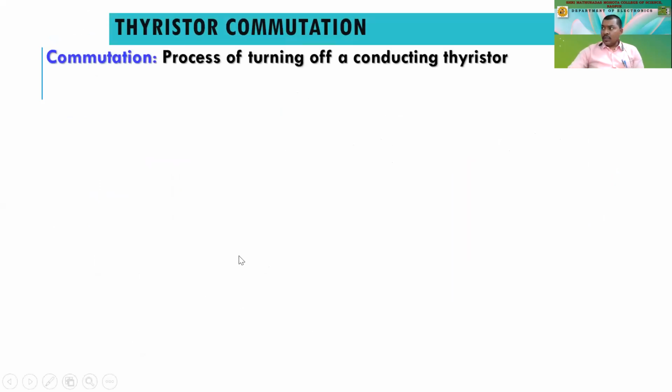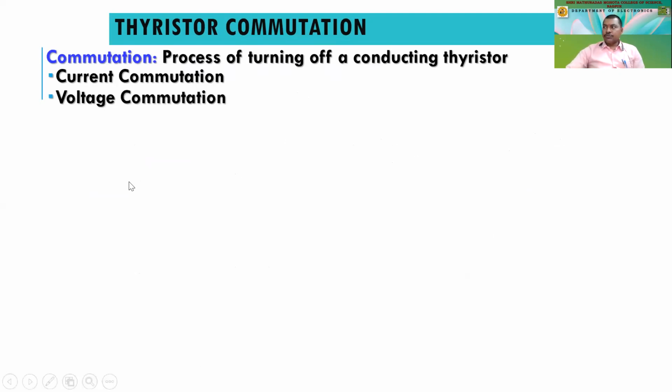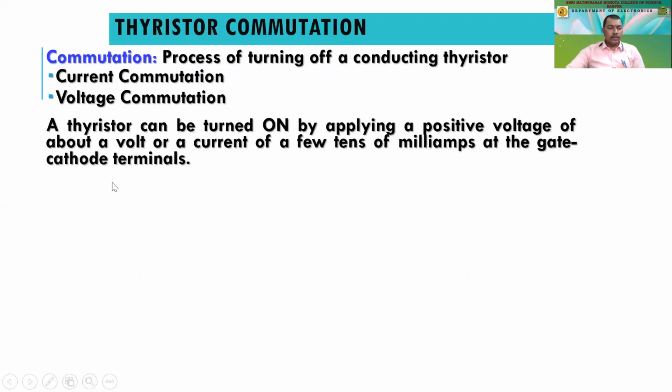Now, as I told you, once the thyristor is switched on, it is very difficult to switch off again. So we are having these types of methods. We call this the commutation method, the process of turning off a conducting thyristor. So once it is in conduction, it is very difficult to switch it off again. So we are having these two types of commutation, which we call forced commutation: one is current commutation and the other is voltage commutation.